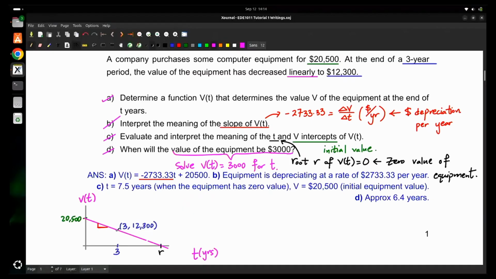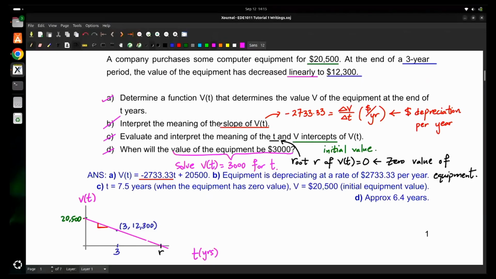So at the third year, at the end of the third year, you have this 12,300 as your coordinate, where the value here will be 12,300. It says here it decreases linearly, so we can just connect the 2 points by a straight line. Once you have the 2 points and your line here, you can find the gradient, and then just derive your linear function v of t. I suppose that's similar to question 2.